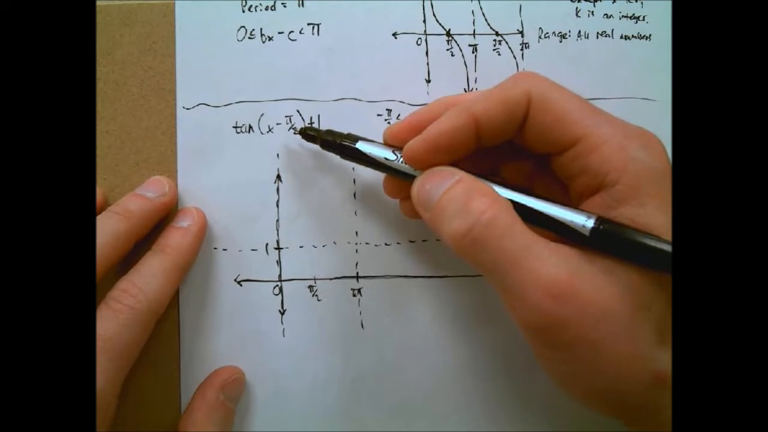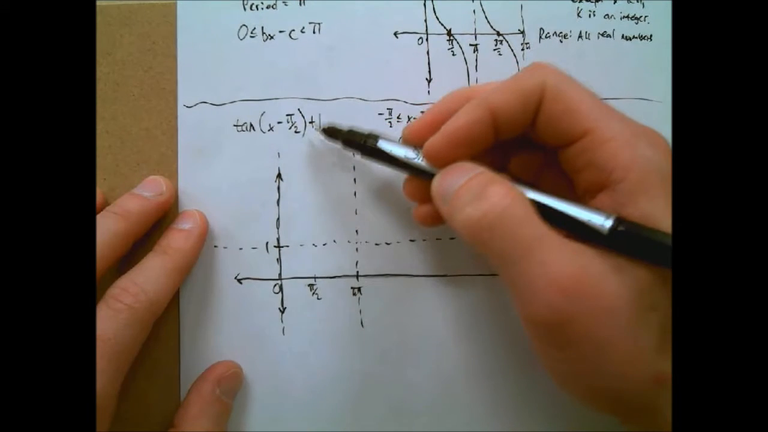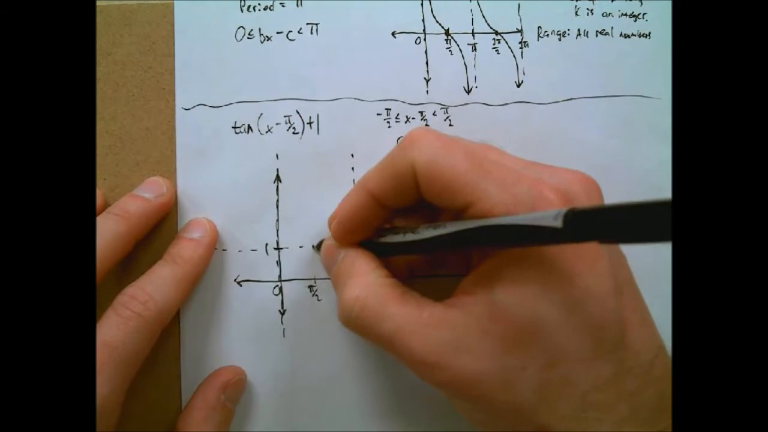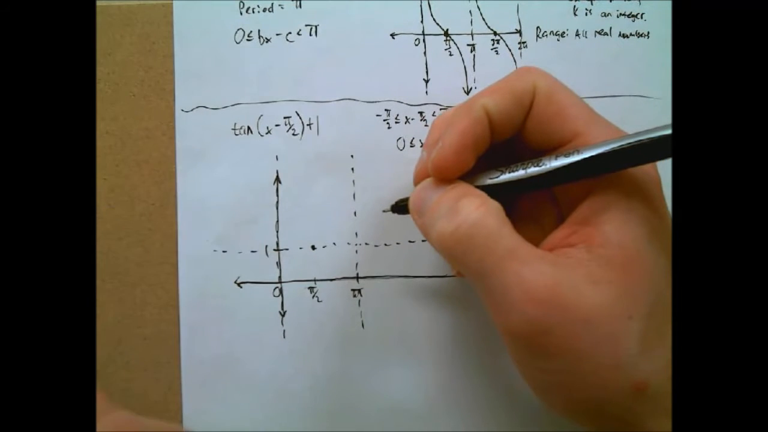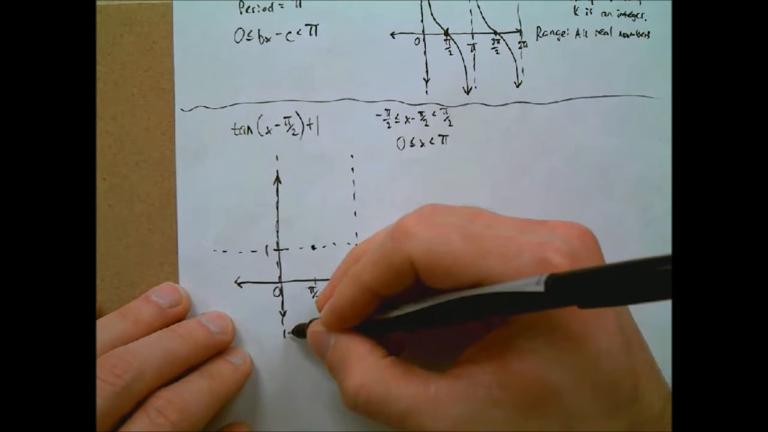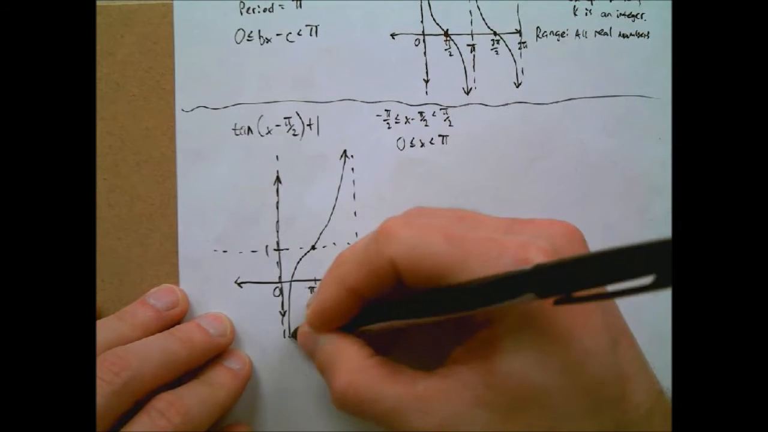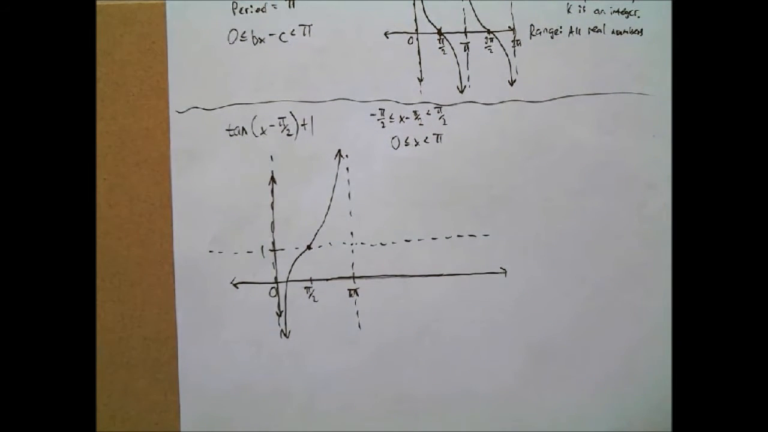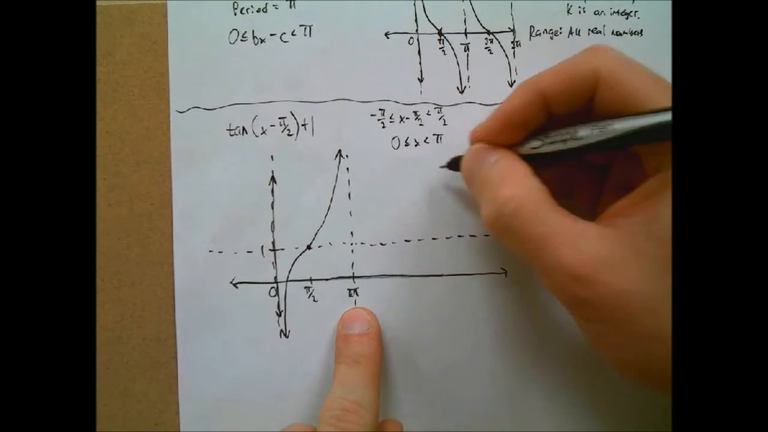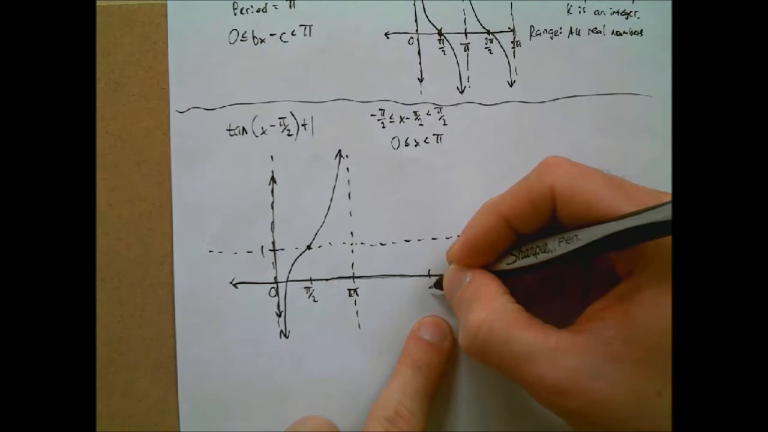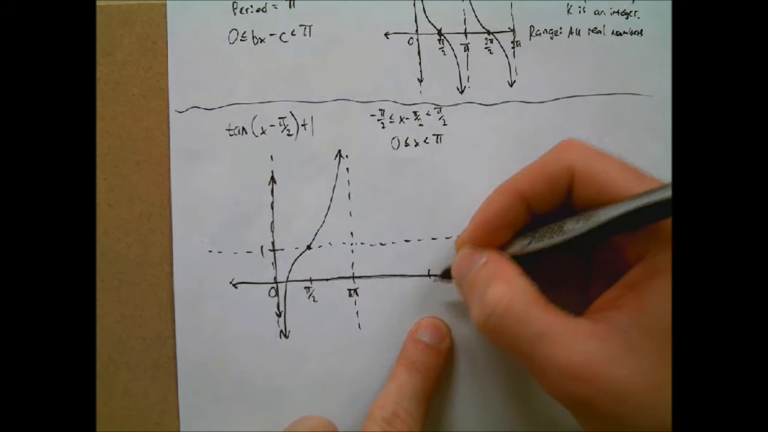Plug in pi over 2. Pi over 2 minus pi over 2 is 0. What's tangent of 0? 0. Plus 1 is 1. So at pi over 2, we go all the way up to 1. So there's our 1 point. Tangent, we know, increases from left to right. So go through that point there, and voila. There's your graph. Okay, if you want to go out one more here.